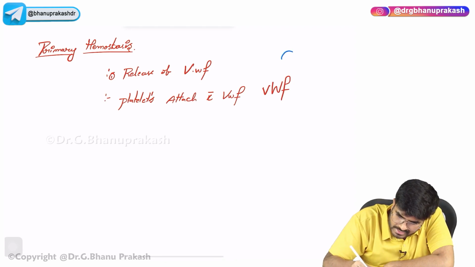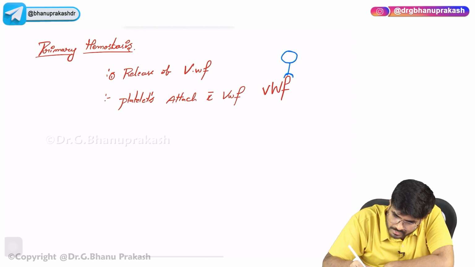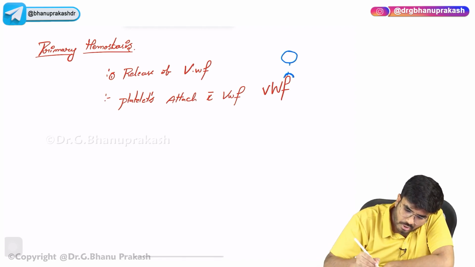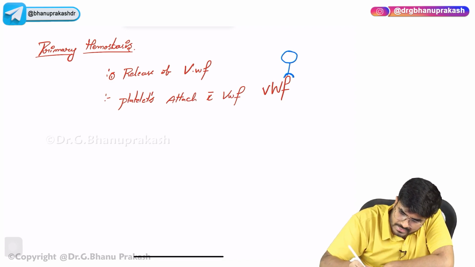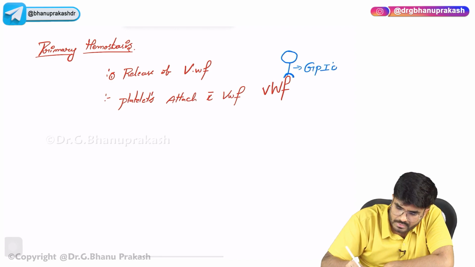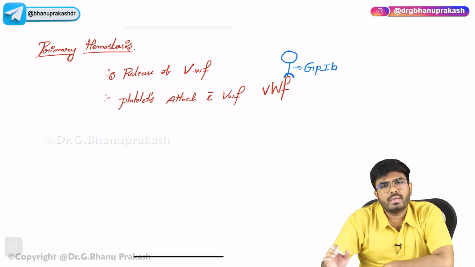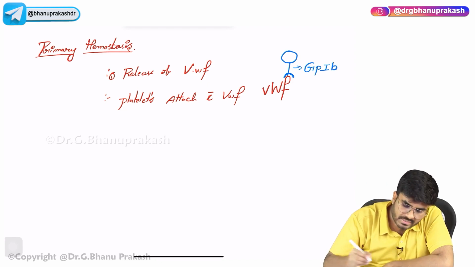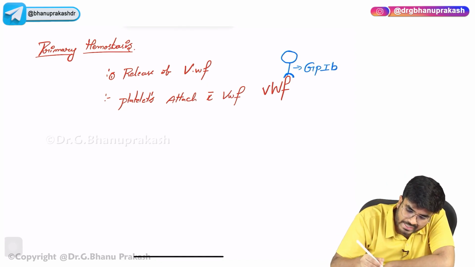This is a platelet. See, imagine this is a platelet. This platelet is coming and binding with the von Willebrand factor with the help of this receptor. This receptor is called GP1B. So with the help of GP1B, the platelet is coming and binding with the von Willebrand factor. This process is called platelet adhesion.